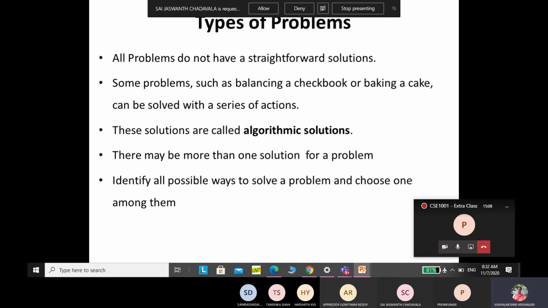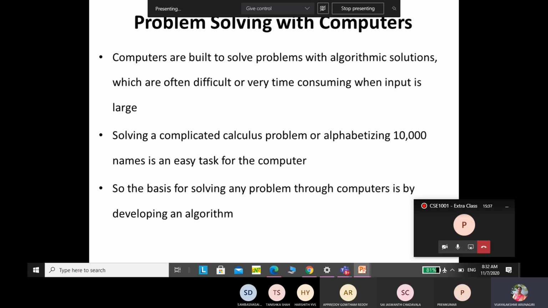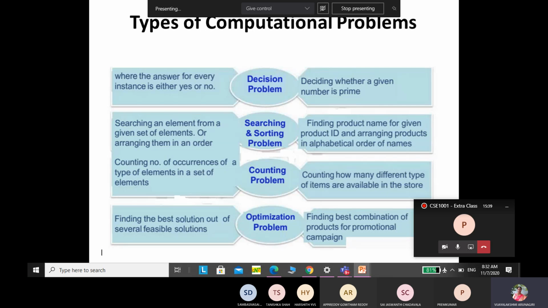In problems, there are many types of problems. Some problems may be direct problems, some may not be direct, and some problems we can derive by using an arithmetic solution. Some problems we have to solve logically, some analytically. So first you have to understand what type of problem we are going to solve. As far as computer science is concerned, we can broadly classify the types of problem into four: decision problem, searching and sorting problem, counting problem, and optimization problem.